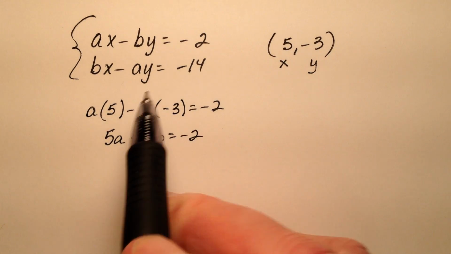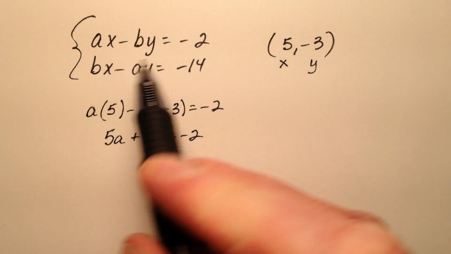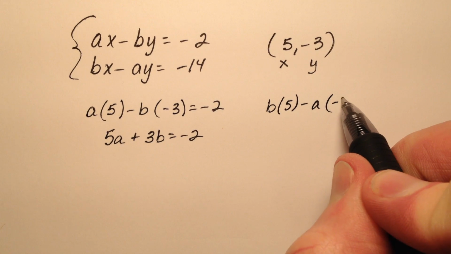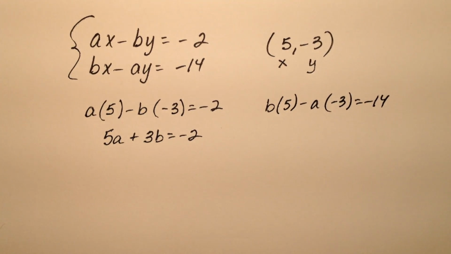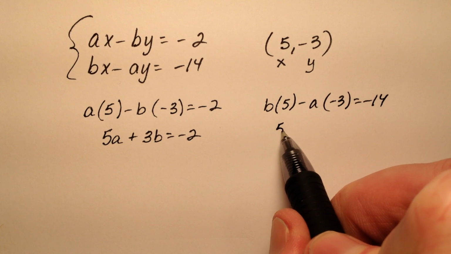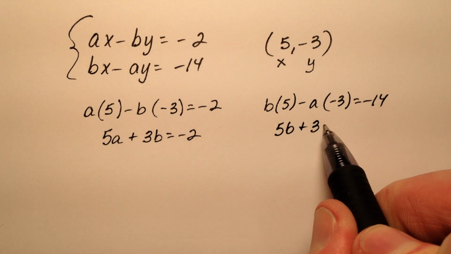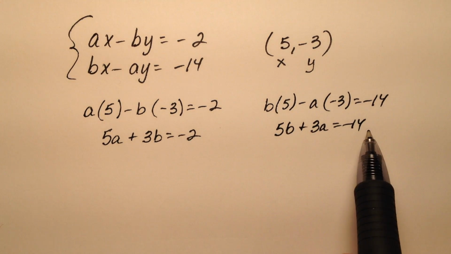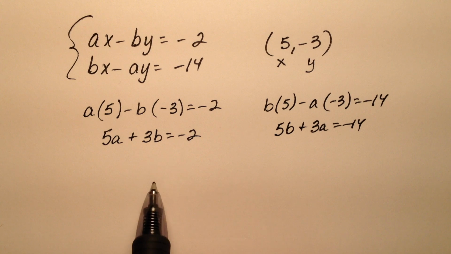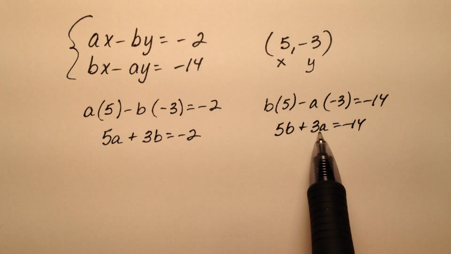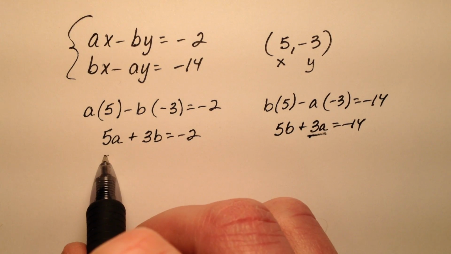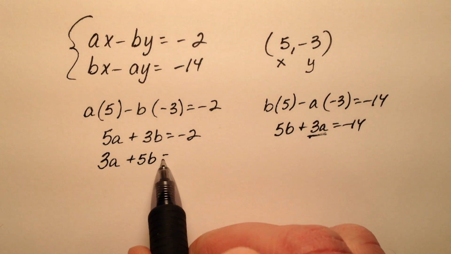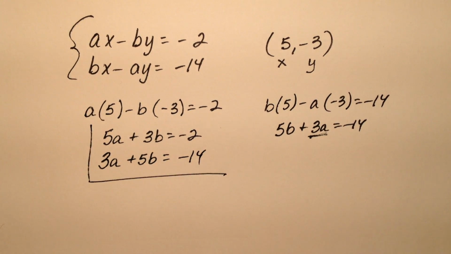Okay? So over here, let's look at the second equation. So b times x. So b times 5 minus a times negative 3 equals negative 14. So this will be 5b plus 3a equals negative 14. Let's go ahead and stack these two equations on top, taking care to stack vertical terms that are like. So this 3a will actually be underneath this 5a, and this 5b, and then negative 14.